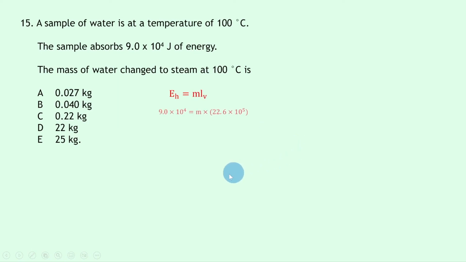So substituting in our numbers, we have 9.0 times 10 to the 4 joules for the energy given in the question is equal to mass times 22.6 times 10 to the 5. And remember that's our value for latent heat of vaporization for water on the datasheet. So dividing both sides by 22.6 times 10 to the 5 gives us mass is equal to 0.040 kilograms. And that is the answer B.